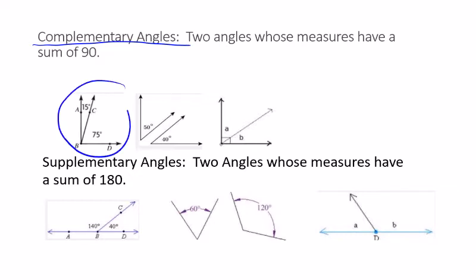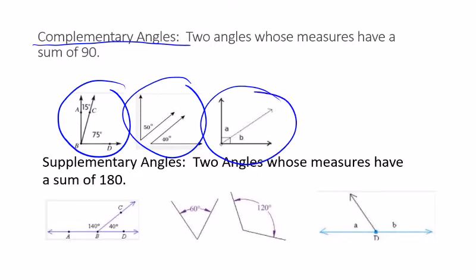They can be adjacent, like you see in this situation, or non-adjacent here. It just depends, but either way, if they are complementary angles, they'll form a right angle when you put them next to each other. Okay, so those are complementary angles.